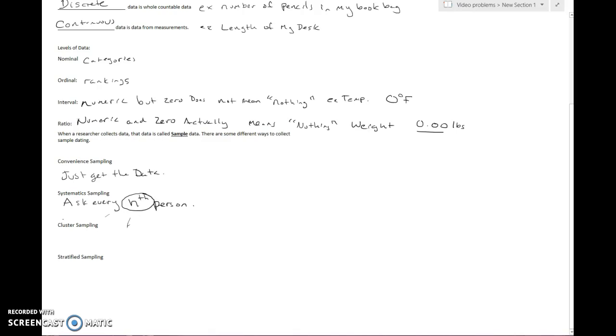All right. And now finally, these last two are the most difficult because they're pretty similar. Cluster sampling and stratified sampling. Cluster sampling is going to be where we divide the population and sample all members of a few groups.